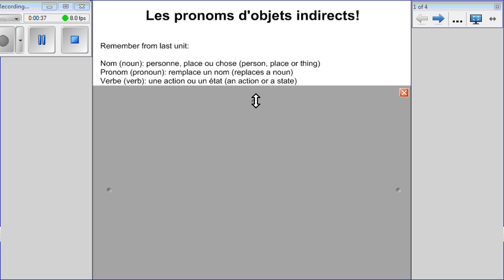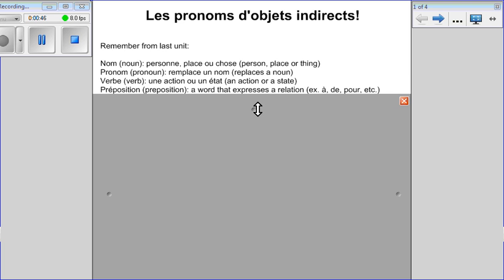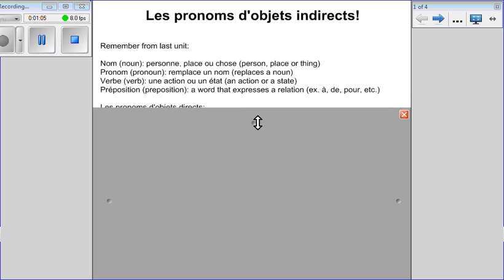Le verbe, qui est une action, qui est un mot d'action ou un état. So it's an action word or a state word, like a state of being. And finally, we have a préposition, which is a word that expresses a relation between one word or another, or one part of the sentence and another part of the sentence. So some examples in French are à, de, pour, etc. So à is to, de is from, and pour is for. So before the Christmas break, we talked about les pronoms d'objet direct.